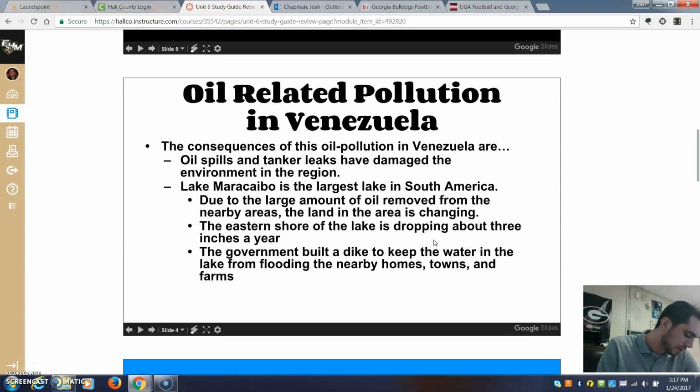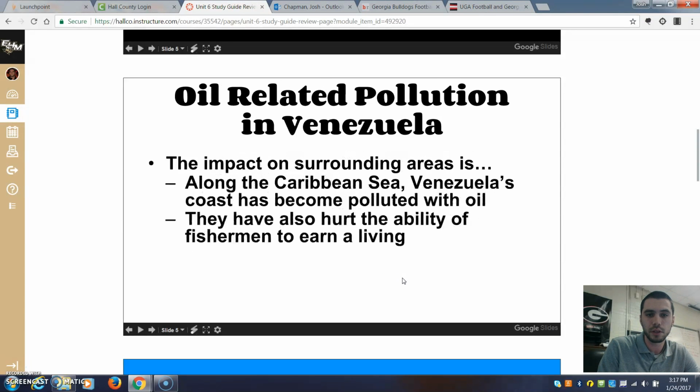Number 12. How is the surrounding area being impacted by the oil pollution in Venezuela? Well, if we click, we'll see that the impact of this on the surrounding area is along the Caribbean Sea, Venezuela's coastline has become polluted with oil. Also, they have hurt the ability of fishermen to earn a living. So not only is the Caribbean Sea being polluted, but it's also making it where fishermen can't earn a living because the fish are dying. No fish equals no money because they can't catch them because they're already dead.